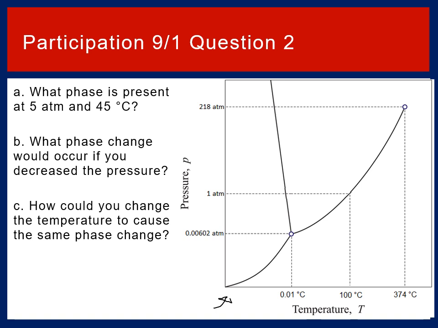And again, what phase is present at 5 atmospheres and 45 degrees Celsius? What phase change would occur if you decrease the pressure from that point? And C, how could you change the temperature from that point to cause the same phase change that's described in part B?